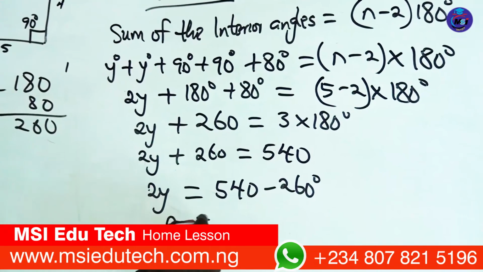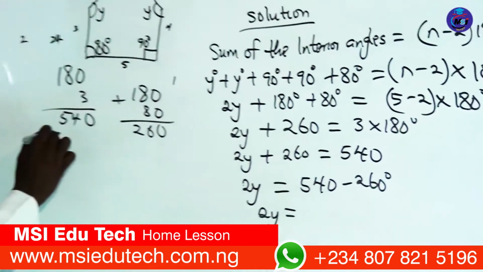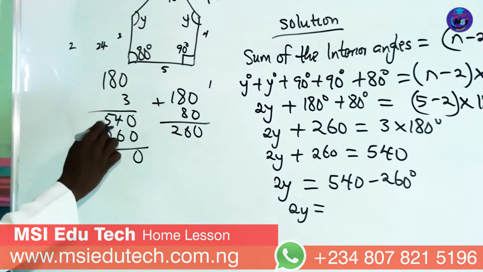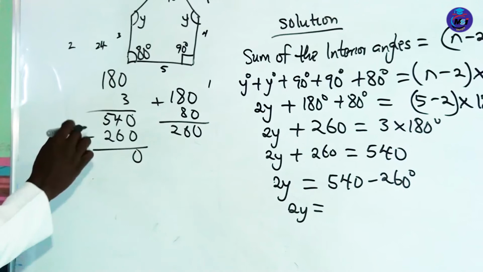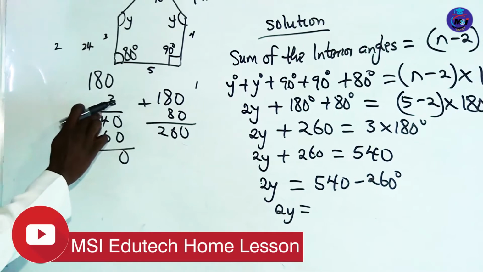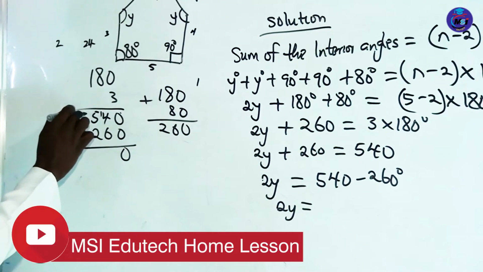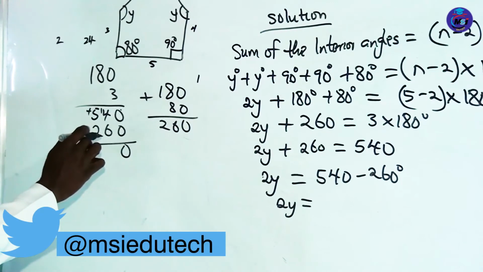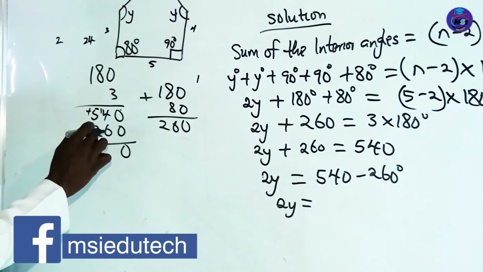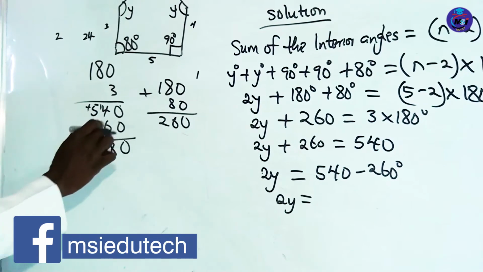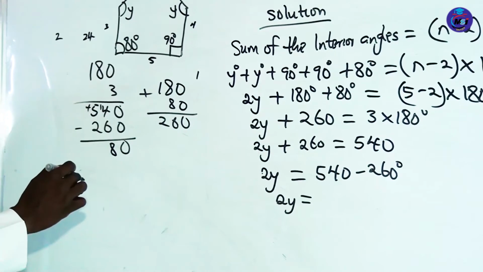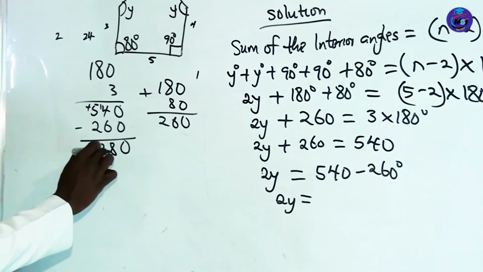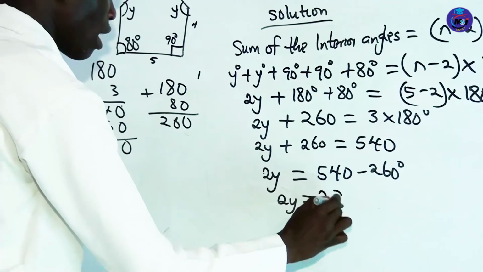2y equals 540 minus 260. 0 minus 0 is 0. 4 minus 6, it cannot go. Borrow 1 here, get 1 here. This will be 14, this will be 4. 14 minus 6, what are we going to get? We are going to get 8. Am I right? Okay. 4 minus 2 will give us 2. So we have 280.